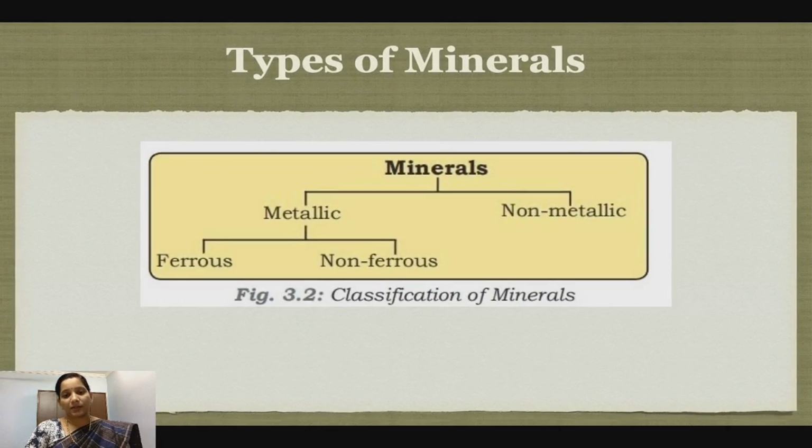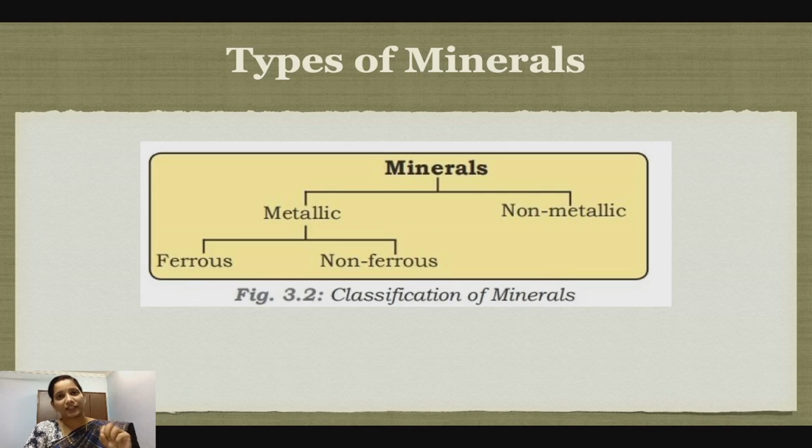Types of minerals. Minerals are classified into metallic and non-metallic. Metallic minerals are again classified into ferrous and non-ferrous. Dear children, more than 3000 different types of minerals can be found on this planet. Minerals can be classified as metallic and non-metallic on the basis of their composition. Those minerals which consist of metals in their raw form are called metallic minerals.